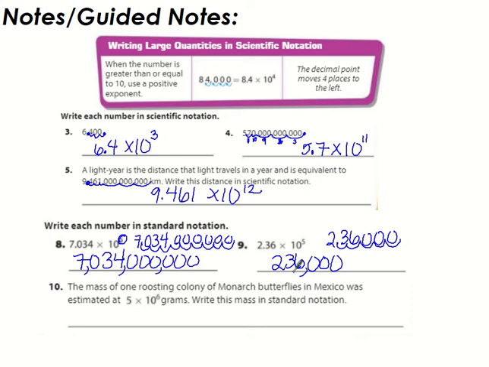Okay, maybe this is a pause time. You try this one, see how it goes, see if you can put it back into standard notation. So if I have my 5, the decimal is in the back. 1, 2, 3, 4, 5, 6. So 1, 2, 3, 4, 5, 6 zeros.